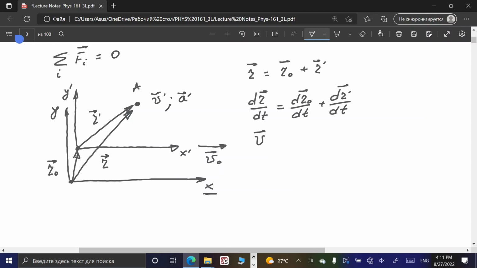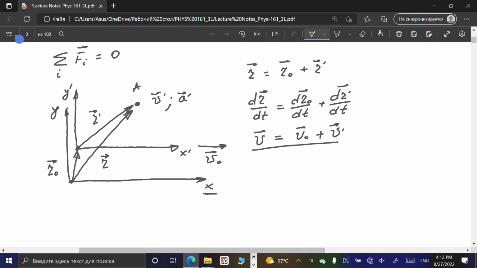So we have v, the velocity vector, which defines the velocity of object A with respect to the stationary system of reference. And then we have v naught vector, that is how fast this mobile system of reference is moving with respect to the stationary one, plus v prime vector, and that is how fast object A is moving with respect to the mobile system of reference.